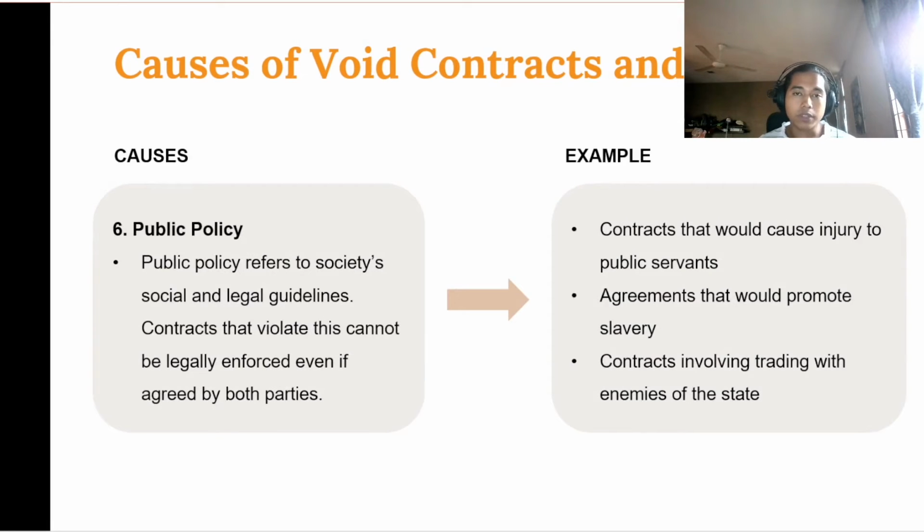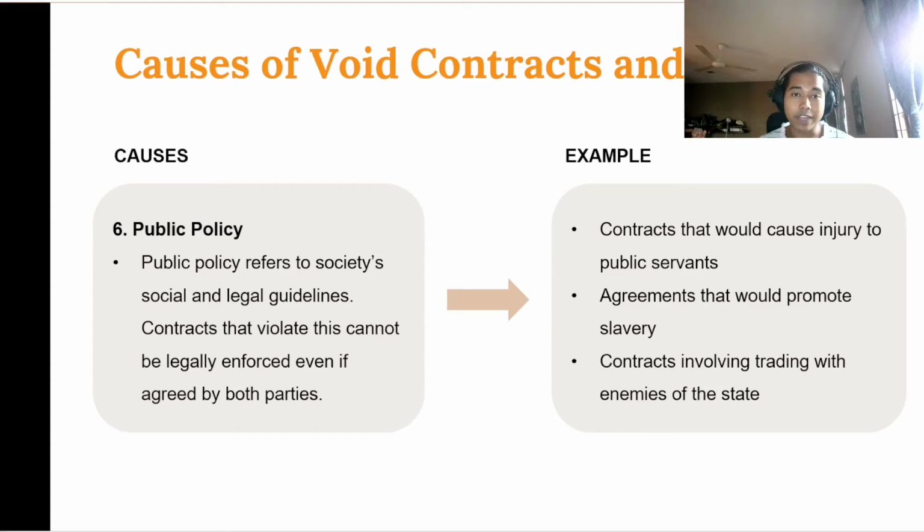Moving on to the final cause of void contracts and examples, which is invasion of public policy. Public policy refers to society's social and legal guidelines. Contracts that violate this cannot be legally enforced, even if it is agreed by both parties.